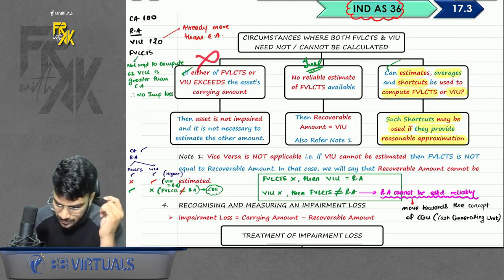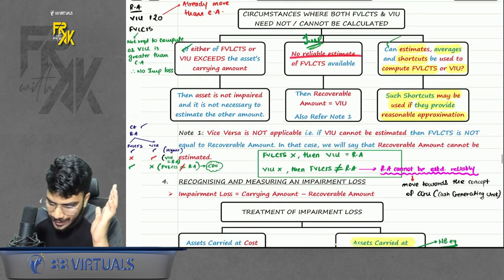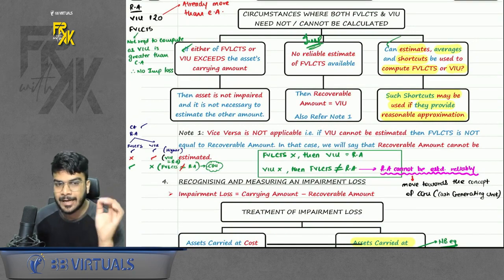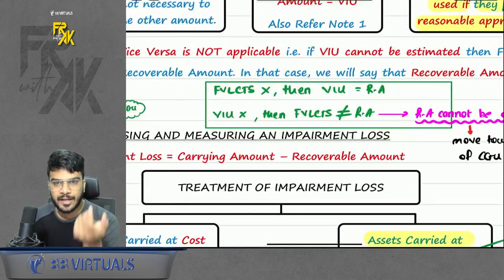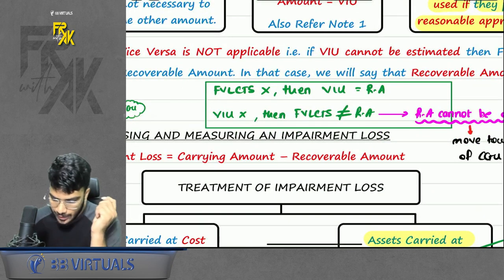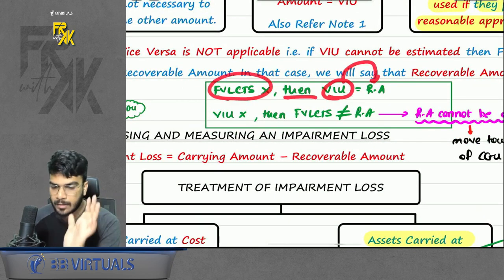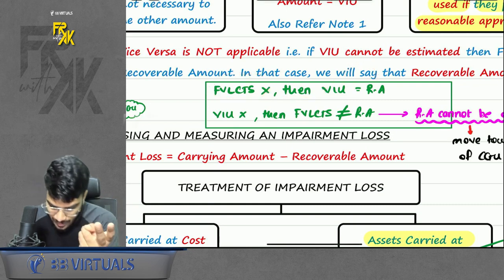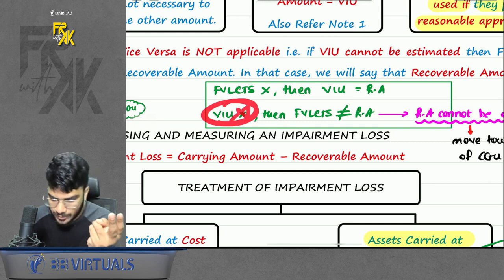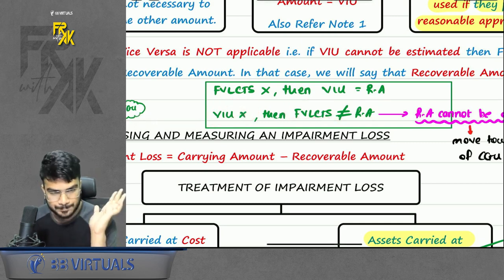But out of these three, the important point is the second one. What does it say? No reliable estimate of FVLCTS available. That means sometimes what happens is for any particular asset, you cannot compute the fair value less cost to sell. Then what to do? If FVLCTS is not available, then your value in use will be the recoverable amount. Simple. But vice versa is not applicable. What is the meaning of this? If value in use cannot be computed, FVLCTS cannot be assumed to be the recoverable amount.